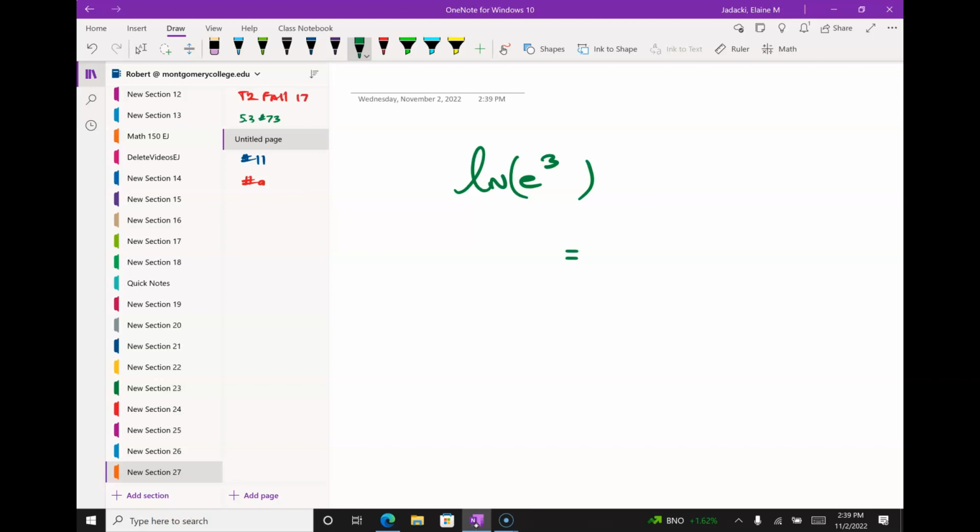But let's see what this equals. This is 3 times the ln of e, right? Yes, you agree? And what is ln of e? Yeah, it's 1. So what section is that?